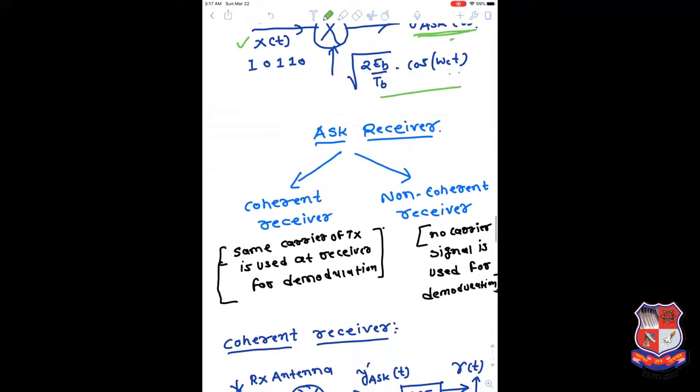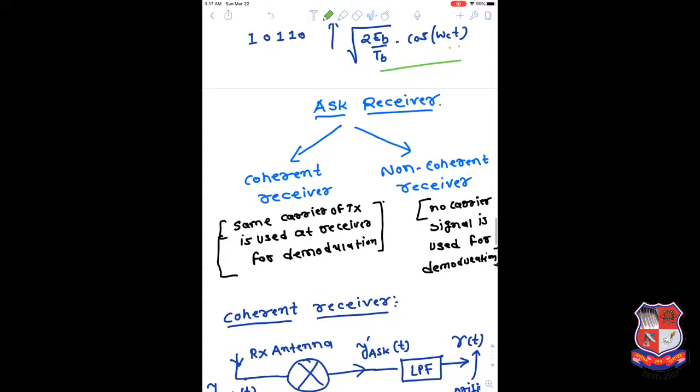Now if we go to the receiver side, we may have two possibilities. Most receivers can be classified basically into two categories: coherent receiver or non-coherent receiver. The coherent receiver is a receiver which, at the time of demodulation, uses the same carrier signal which has been used at the transmitter for the modulation. So modulation is done by using some carrier, and demodulation is also done by using the same carrier. Then we have a coherent receiver.